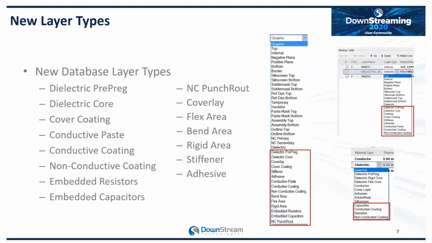So when you look at the new releases, you're going to see new layer types present. And here's the list of layer types that'll be new. So we have new dielectric prepreg and cores to support core definition. It used to be just standard dielectric. Now we have prepreg and core. Some of these other layer types that you see here are some of the more advanced materials that you might be using: cover coating, conductive paste, and so forth. And then, of course, embedded resistor and capacitor layers that might come in from those CAD systems. On the right, you see most of the ones we'll be dealing with in the rigid flex world: NC punch route, which is an NC layer, coverlays, flex, bend, and rigid areas, also a stiffener area, and adhesive. So all of these layer types have been added to various UI components of both CAM350 and Blueprint.